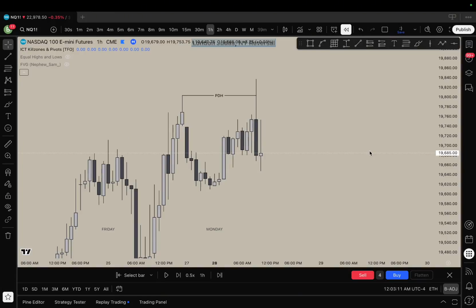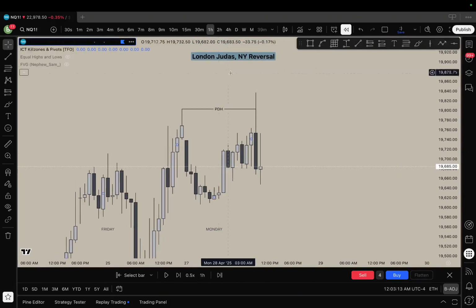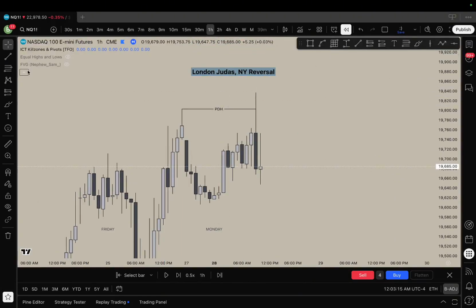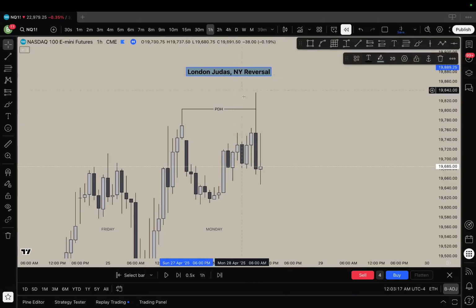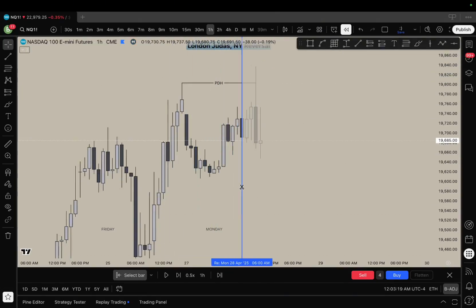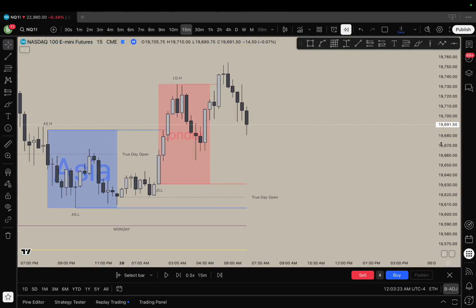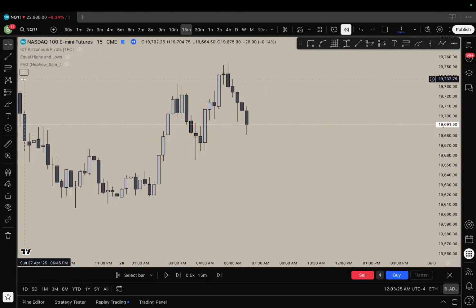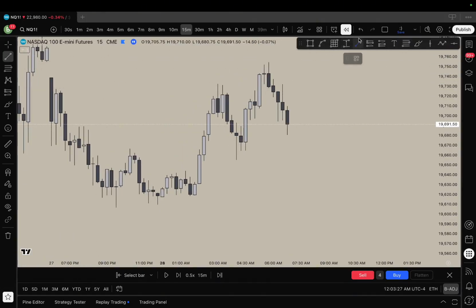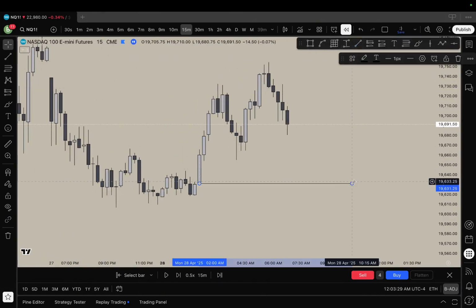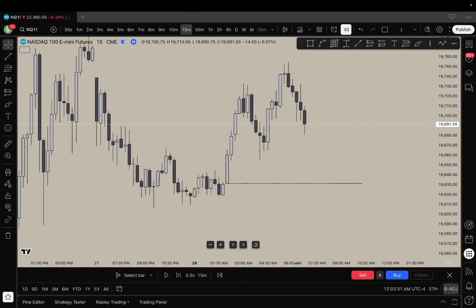All right, guys, now I'm going to show you a couple more examples here. So this is an example. This is the previous day from here. We had a London Judas New York reversal on this day. So as you can see here, we ended up having this false move from London session. Okay, so London session actually traded higher here, and we made no open low on this candle, right? So this is called a devil's mark.